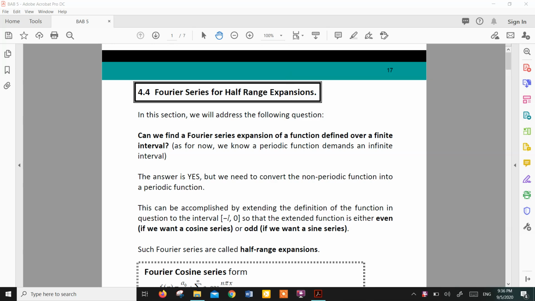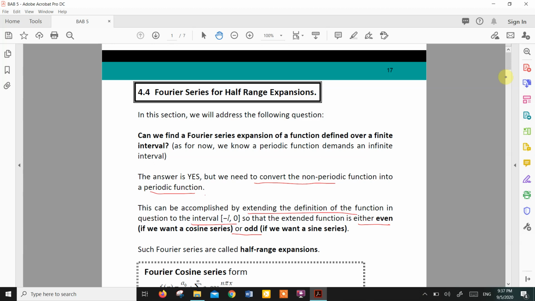In this video I'll explain the next subtopic in Fourier series, which is the last subtopic in this chapter, which is half range expansion. In this section, we want to find the Fourier series expansion of a function defined over a finite interval. To do so, we need to convert the non-periodic function to a periodic function, which can be done by extending the definition of the function to the interval of negative L to 0 or 0 to L, so that the extended function is either an even function or an odd function.